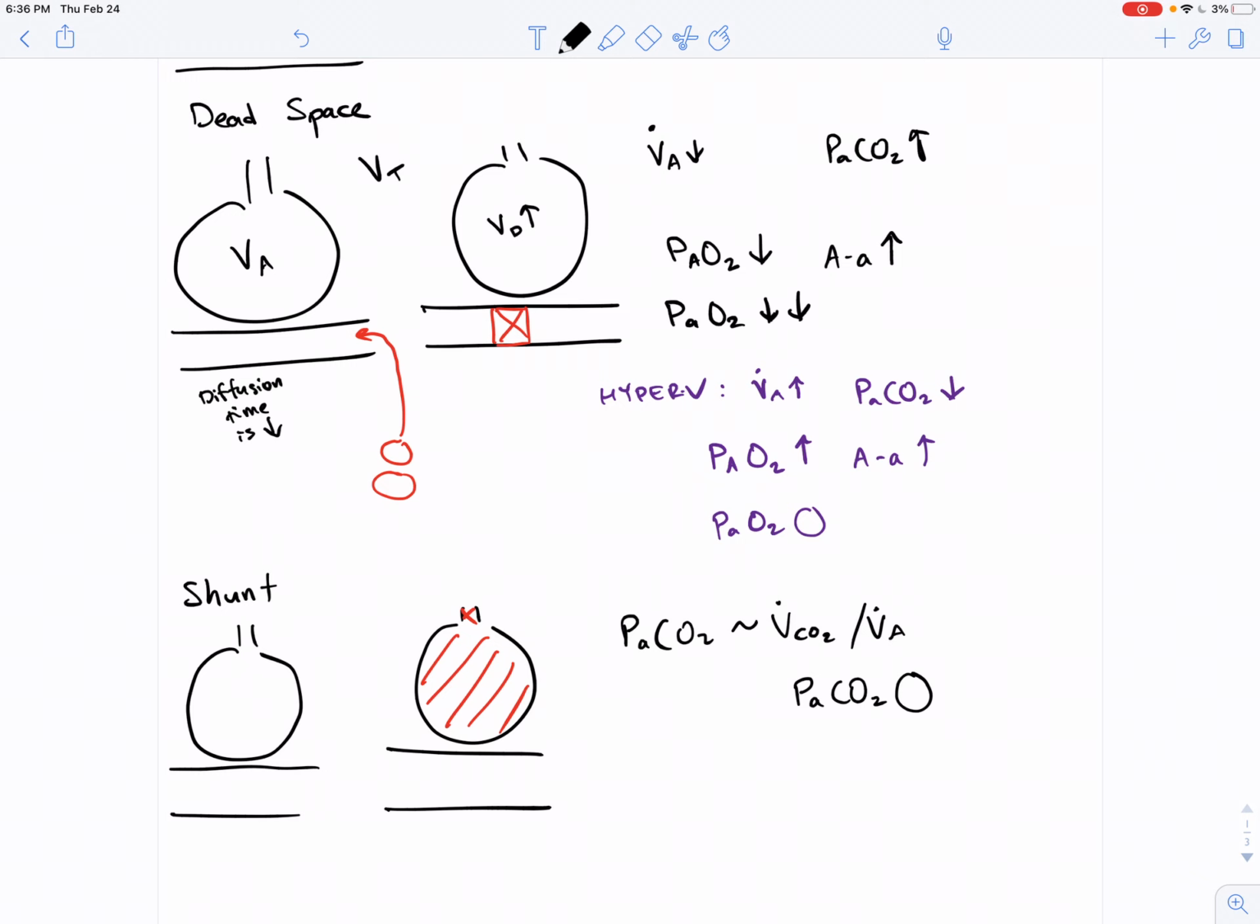Okay, so what does that mean? That means that the amount of PaO2 that we see in here is actually going to be relatively normal. So our alveolar oxygen concentration might be normal.